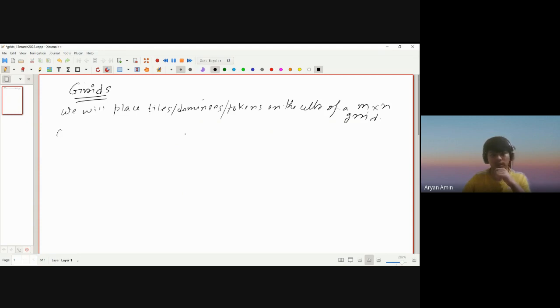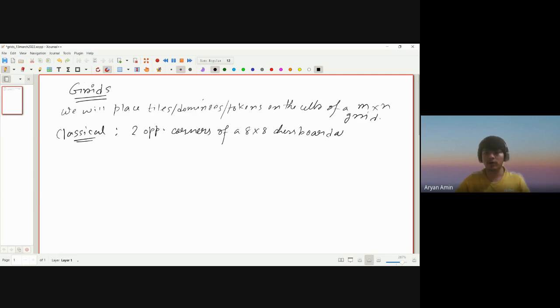So here is a classical problem which I think a lot of you might have already seen. Two opposite corners of an 8x8 chessboard are removed. Can the remaining board be covered with dominoes? So, does anyone know how to solve this problem?